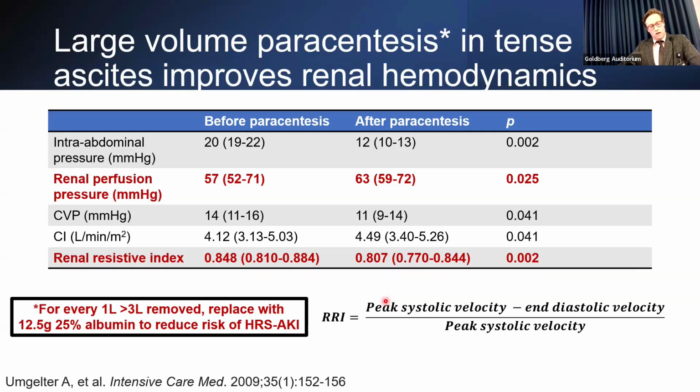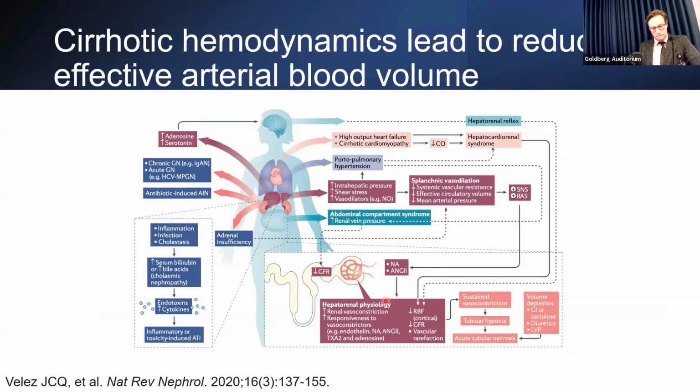What I always recommend is that for every liter above 3 that's removed, I give 12.5 grams of 25% albumin back. Obviously, we are not robots, and we have to be mindful of this recommendation. If someone has intravascular volume overload, we can certainly worsen that by being too aggressive with our albumin repletion. So this is not a hard and fast rule, but if we're taking 10 liters out of someone's abdomen, we should probably give them something back.